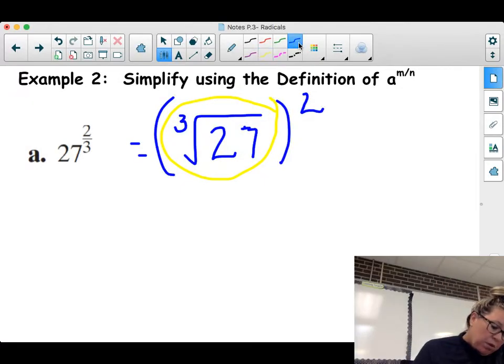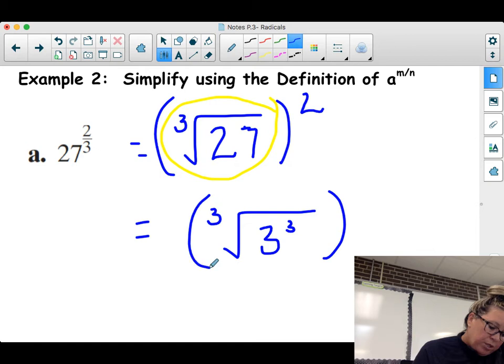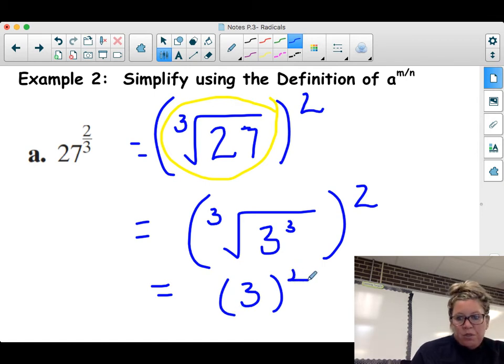So what it looks like is 3 as your index, so cube root, 27 is 3 cubed, and that 2 is still outside. So index and power match up, so they're going to undo each other. So you're going to be just left with 3, and then squared. Now you're able to simplify that squared as 3 times 3, or 9.